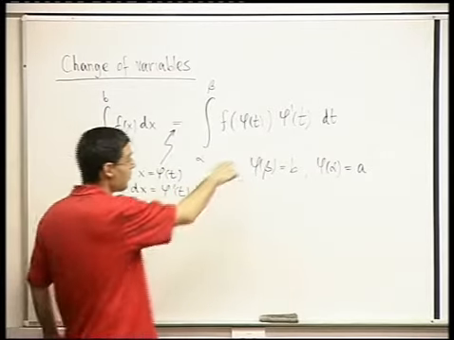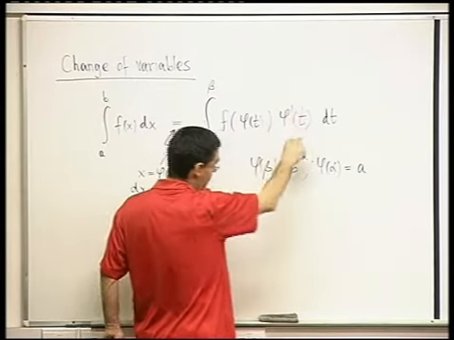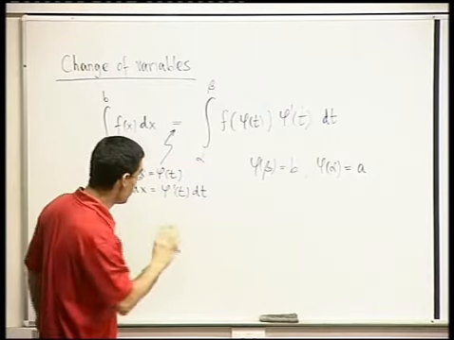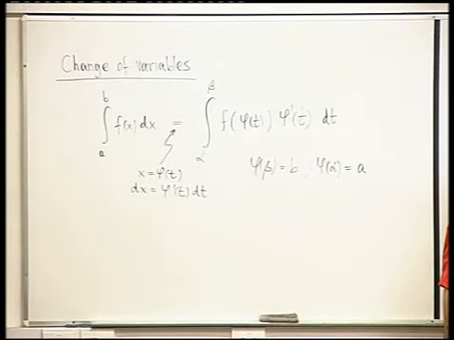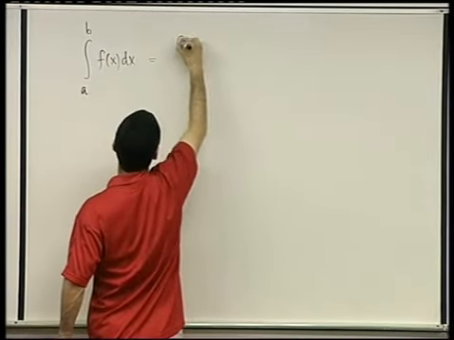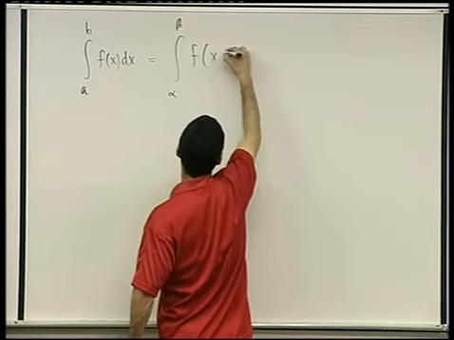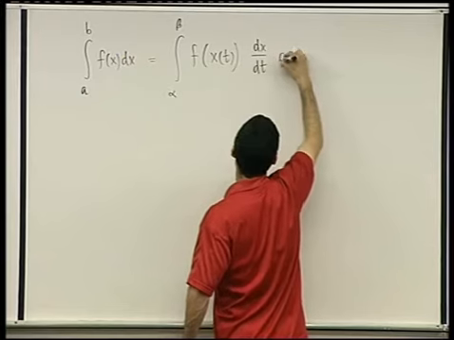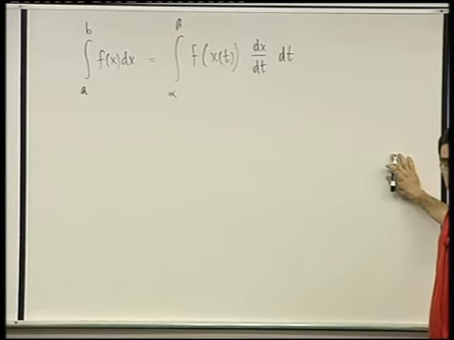Then phi prime of t is going to be x prime of t, but I'm going to write it dx over dt, which is Leibniz notation for the derivative. So I'm going to write this exact same thing, but a bit differently. The integral from a to b of f of x dx equals the integral from alpha to beta of f of x of t times dx over dt, and then integrating dt. Do you see that it's basically the same thing?